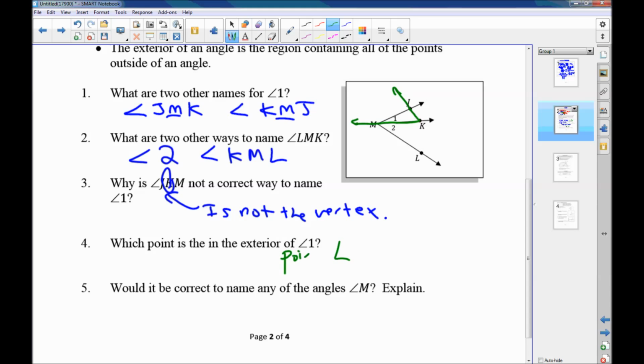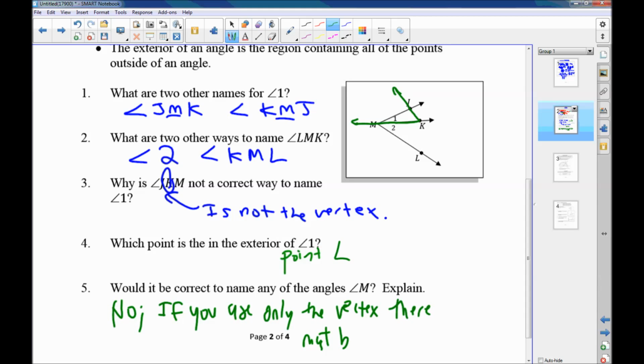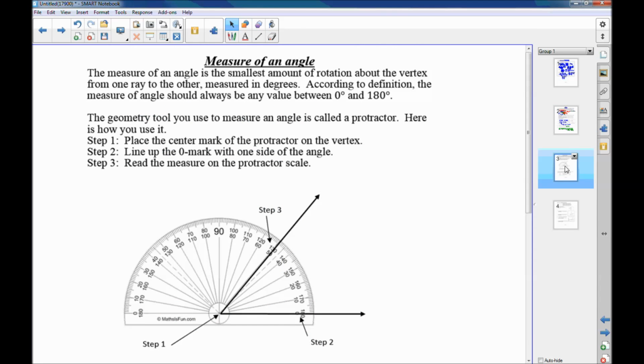So point L. Okay. Would it be correct to name any of the angles angle M? And this would be no, and we've already explained that. If you use only the vertex, there must be no confusion. And a better word for that is ambiguity. Ambiguity here means you can't confuse which one it is. So if I say angle M, I must only be able to tell which one is M. In this case, we can't tell which is M because it could have been angle 1, angle 2, or angle JML.